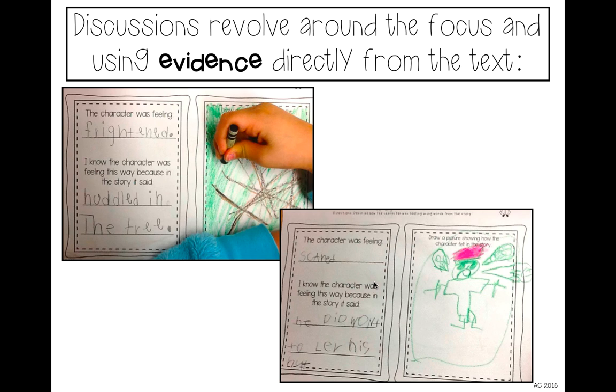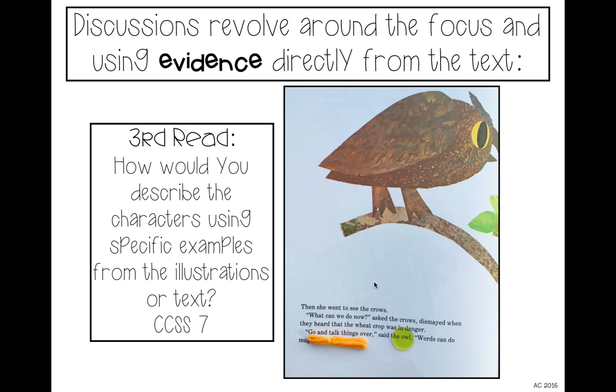And then we'd come back to the group and talk about what words were chosen and which characters were chosen. Then we move on to day 3. Today, readers, we're going to talk about how would you describe the characters using specific examples from the illustrations or the text. So they're going to be listening specifically to a few pages again and focusing on which characters they want to and which illustrations and text they want to focus on.